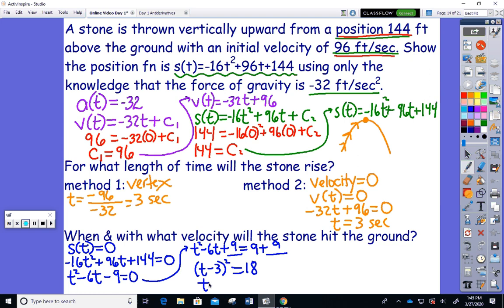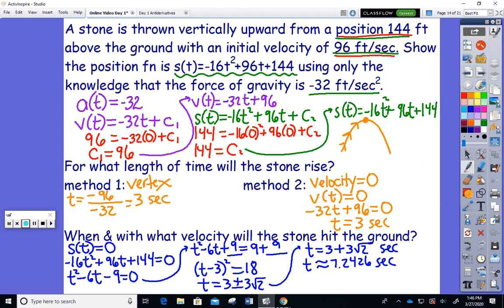So I'm getting 3 plus or minus the square root of 18, which 18 is 9 times 2, so 3 square root 2. Of course, the only time that makes sense is 3 plus 3 square root 2, because 3 minus 3 square root 2 would be negative. So 3 plus 3 square root 2 seconds. If I do 3 plus 3 square root 2 on the calculator, that comes out to be approximately 7.2426 seconds.